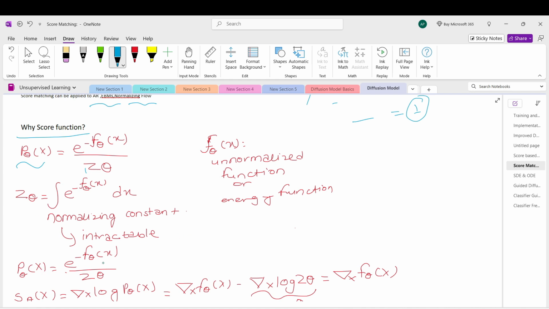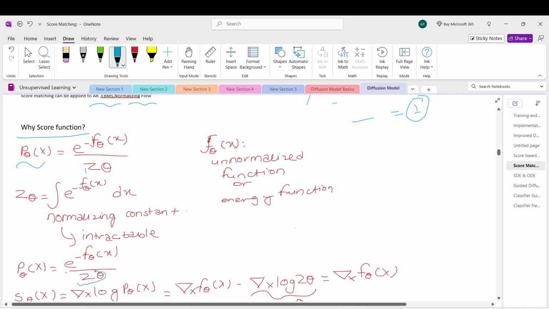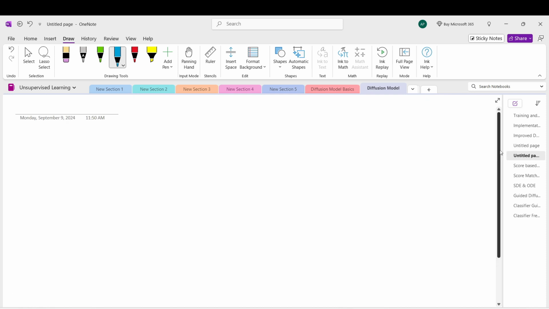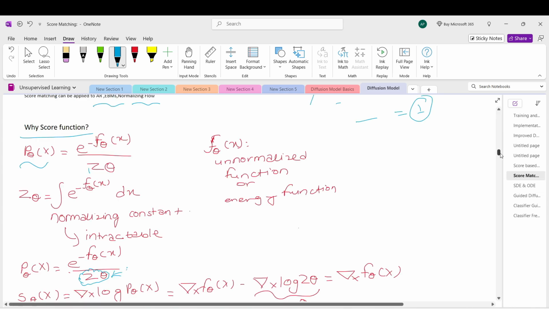So how can we get rid of this? Our question is, how can we get rid of this quantity which is intractable and which requires a humongous amount of computation to deal with it? Score matching.